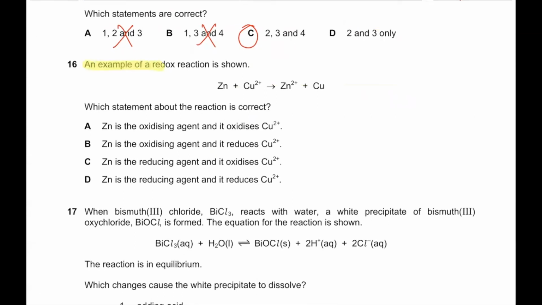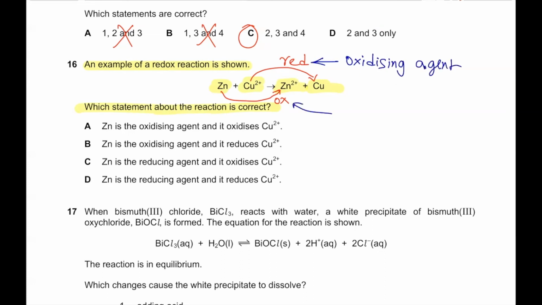Question number 16. An example of a redox reaction is shown. Zinc plus copper 2 plus produces Zn2 plus and copper. Which statement about the reaction is correct? Guys, when zinc is turning into Zn2 plus, it is giving off electrons, so it is definitely oxidation. Copper 2 plus turning into copper is reduction, it is gaining electrons. And the component that gets reduced is the oxidizing agent, and the component that gets oxidized is the reducing agent, guys. We can always write this down to decrease our confusion.